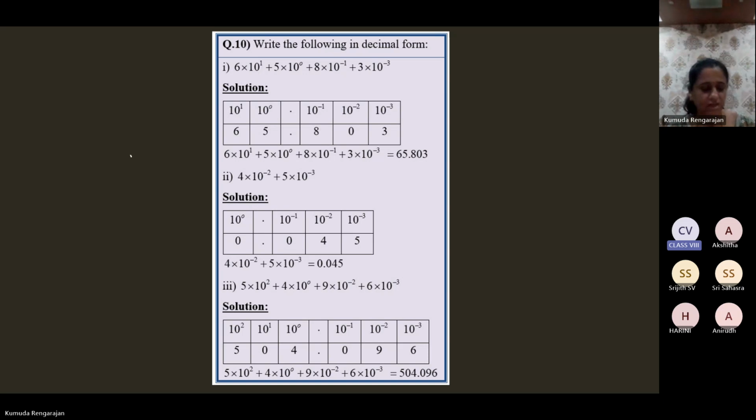Ma'am, actually, I did the first one before. I wrote the question above each statement, like 6 into 10 raised to the power 1. And then below that, I put an arrow and then I put 65.803. Is it fine? Or should we do it in the table manner? No, you can write the decimal value straight away. You can do that. Oh, okay, ma'am. Thank you. No, but now that you finish it, you can just write down this instead of just waiting for the others to finish. No, ma'am, I've still not finished yet. Okay.